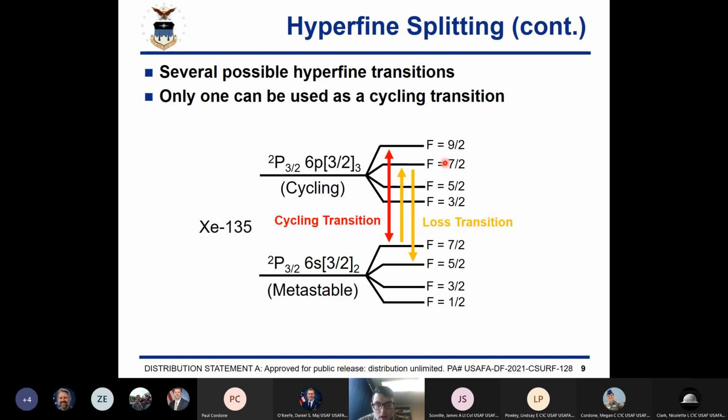Now, if the loss transition is sufficiently close in frequency to the cycling transition, there's a chance that we could accidentally drive the xenon on this transition, and it'll fall out of resonance with our laser, and it will no longer be able to be trapped. So we want to be aware of this because there are a few tricks we can play if that is the case.